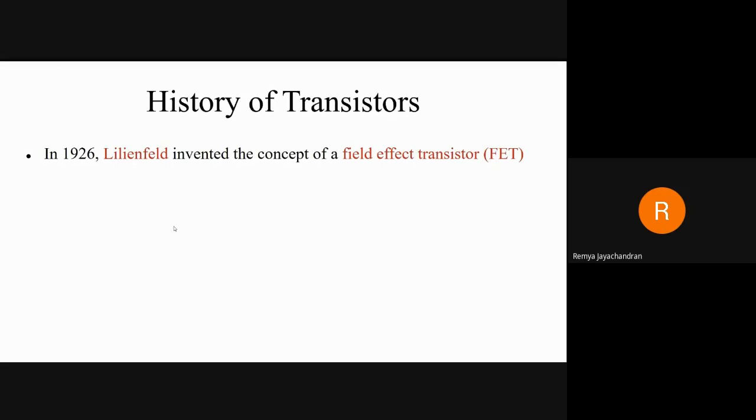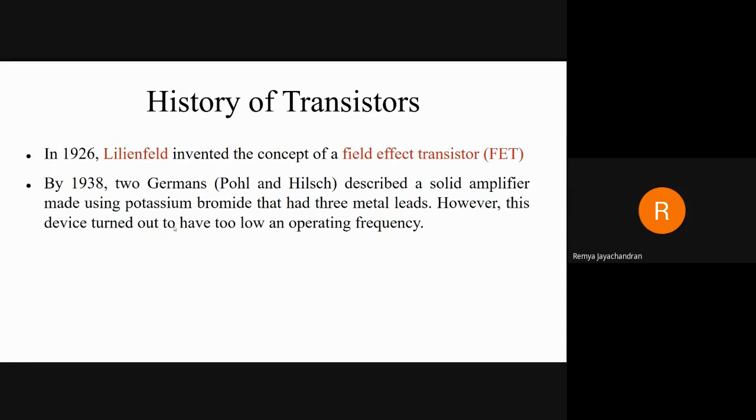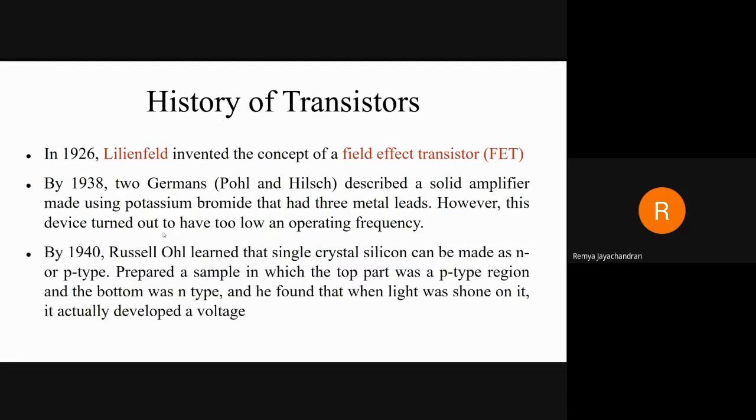In 1926, Lilienfeld invented the concept of the field effect transistor. And in 1938, the two Germans, Pohl and Hirsch, described a solid-state amplifier using potassium bromide. And in 1940, Russell Ohl learned that single crystal silicon can be made as N-type or P-type. And he prepared a sample using that. The top part was P-type and the bottom part was N-type. And when it was exposed to light, it developed a voltage.